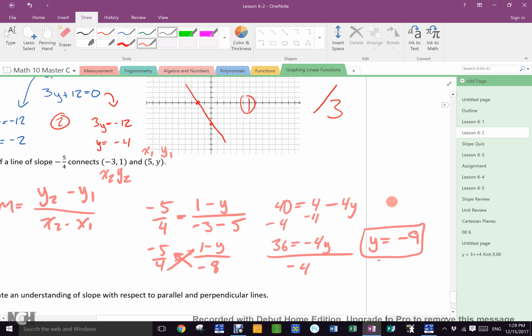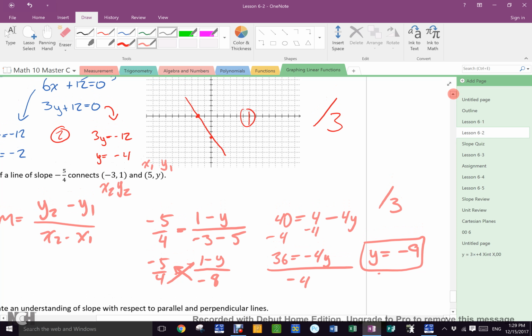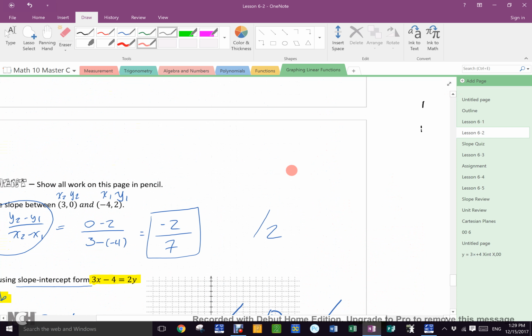That's going to have to be worth 3 marks, because you had to remember what slope was, then you had to fill in the formula right, then you had to do algebra. Making this assignment out of 3 and 3 is 6, and 4 is out of 10.